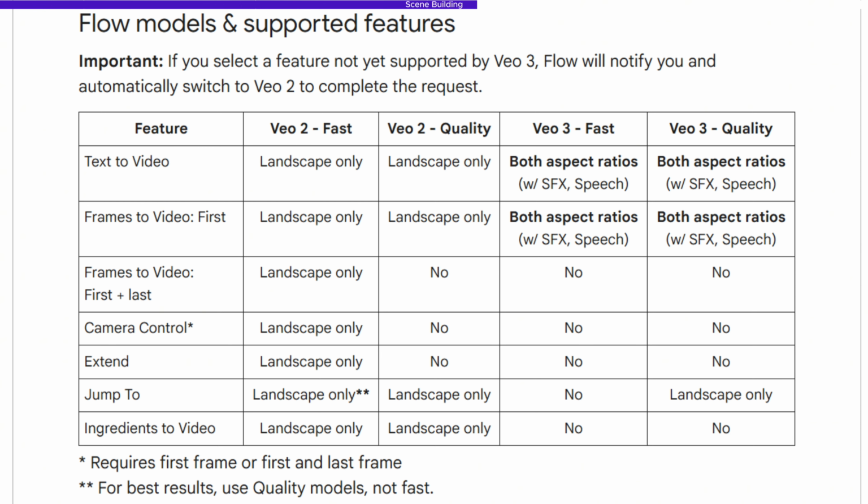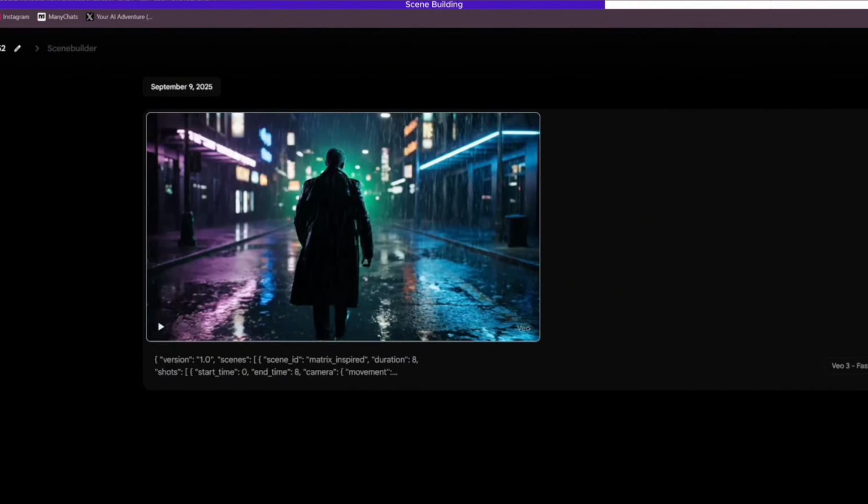There's also another feature worth noting. When you are building AI films, you might want to control the very first frame of your scene. That's available in all models. But if you want to control both the first frame and the last frame, that's currently supported only in VEO2 Fast.